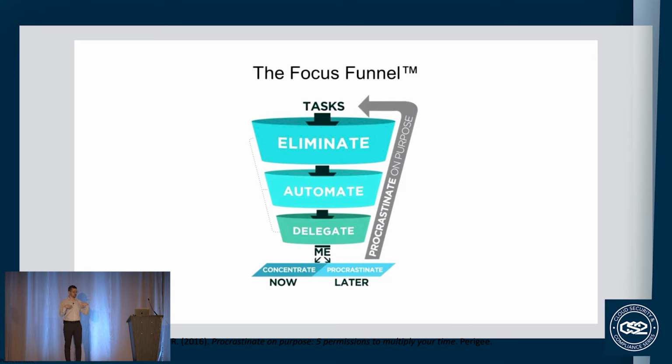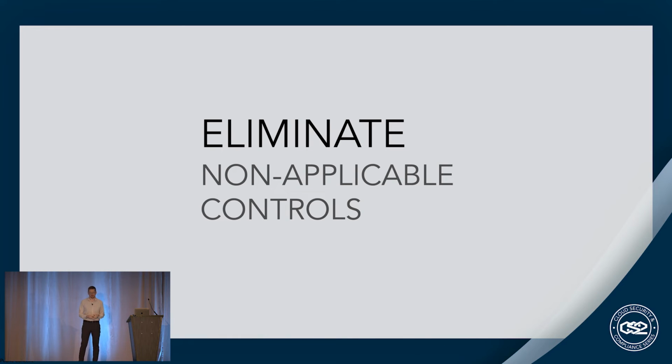And then finally, if this is something that I truly must do myself and it should be done, I can just figure out, is it something that I need to schedule for later or that I should be doing right this minute? So let's just go through some possible examples here. The first step, as I said, is to eliminate. So can I eliminate any non-applicable controls?